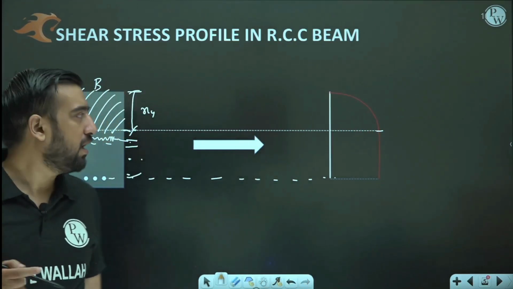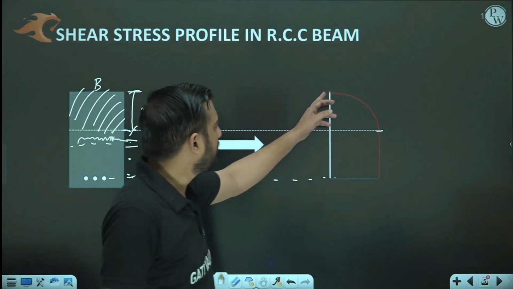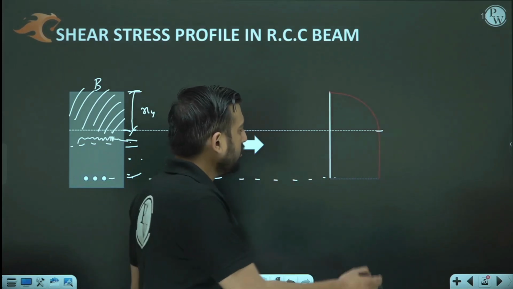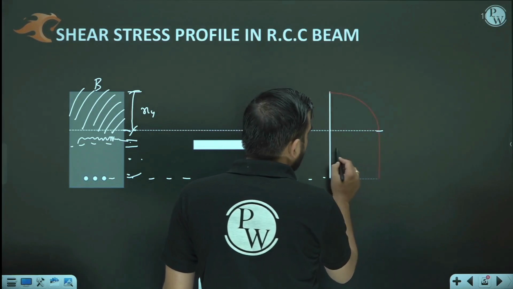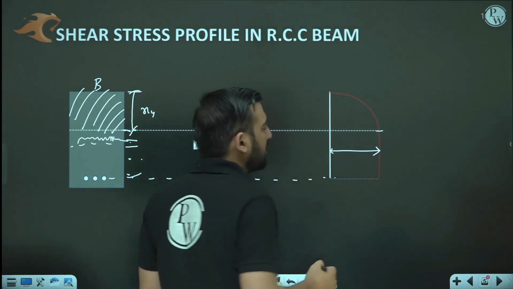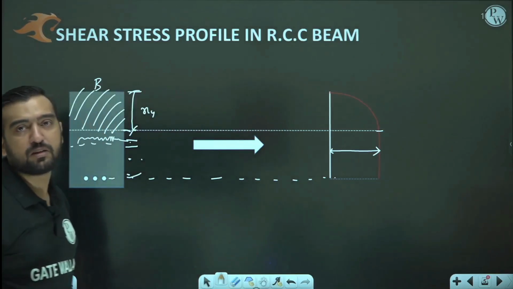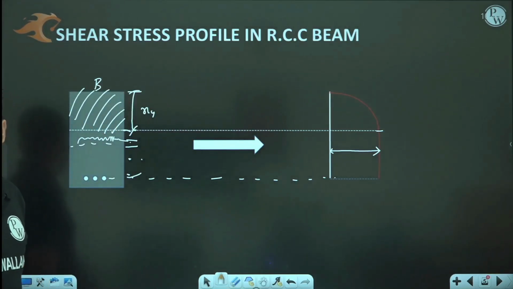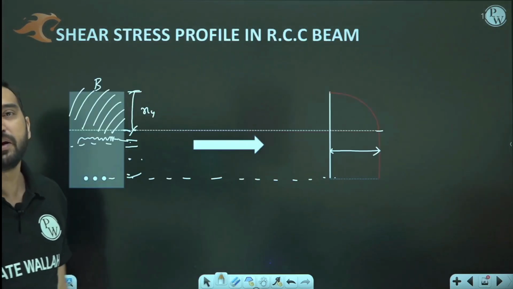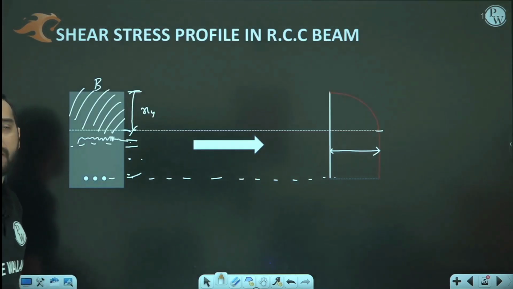Okay. Now, no doubt this graph is increasing here and then it is becoming constant. So, what is the value of this stress? We haven't calculated this value. So, what is the maximum value? We know the maximum value in the case of a homogeneous beam is 3 by 2 times the average shear stress. But here, my dear friend, what is the maximum value?